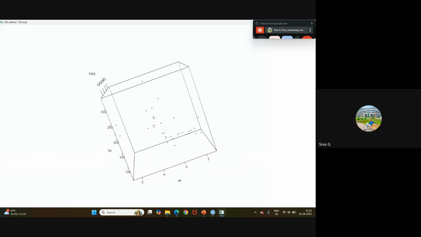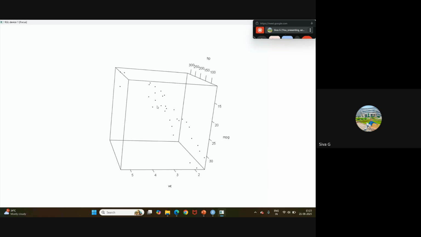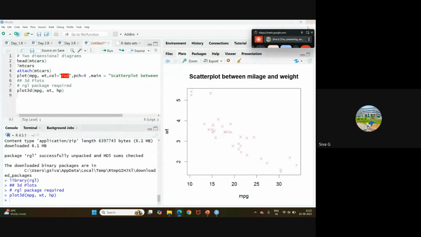If we go for above, this is the problem with interpretation of 3D diagrams. It looks very beautiful, but the problem is with the interpretation. Okay, I hope you understand this one. I'm closing this one. If you want, you can run it again and give the colors, titles, everything will be the same. You can use the same PCH values and all.